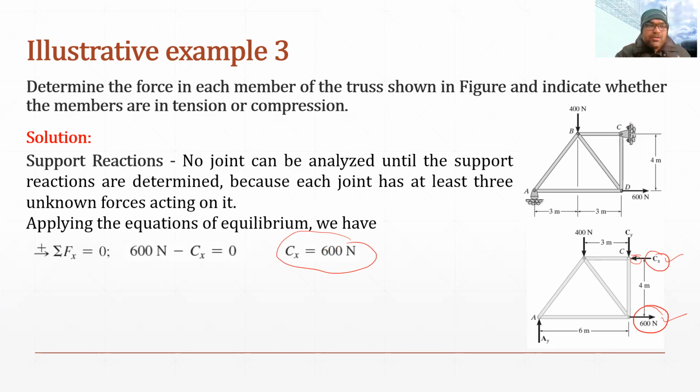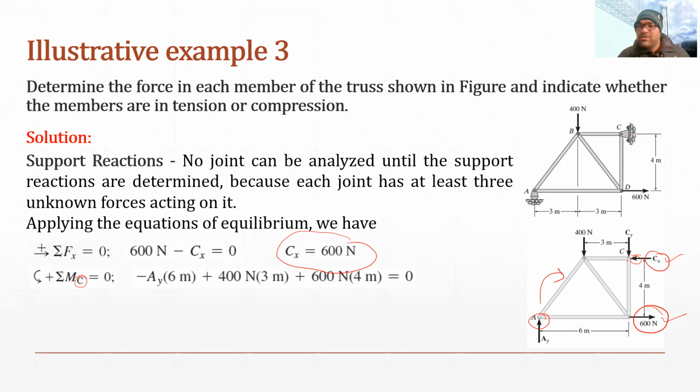Similarly, we will use another equation. If we use a moment equation, we can take moment about any point, but generally we take moment about one of the reaction points. Either we take moment about A or about C, and we will be able to find out one of the reactions. So we are taking moment about C. This is the calculation. First, this is AY. AY will create a positive moment about point C.